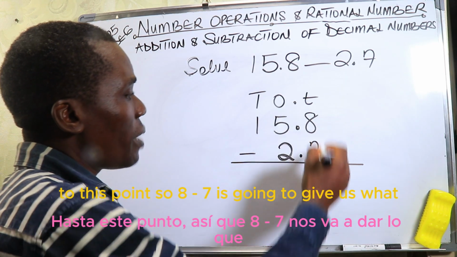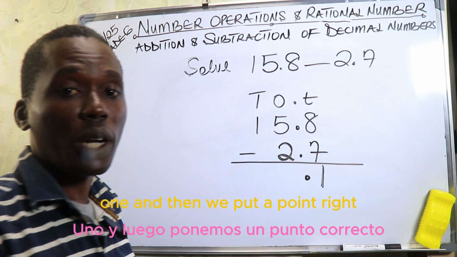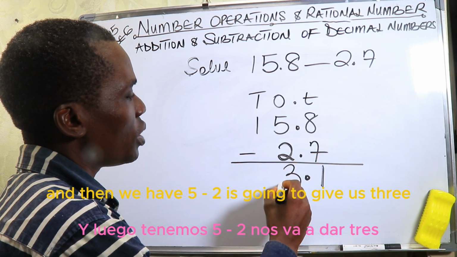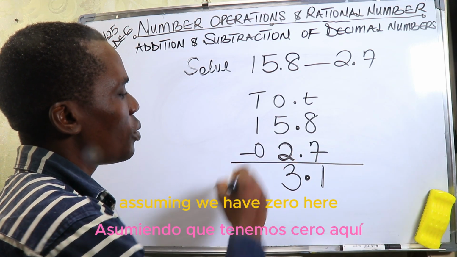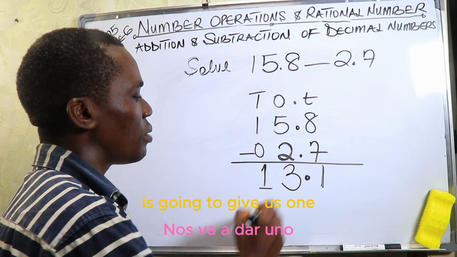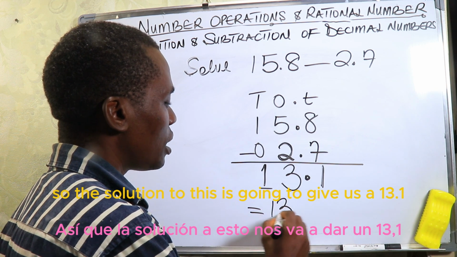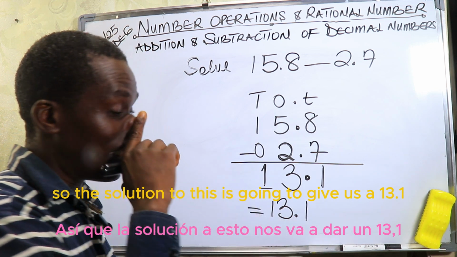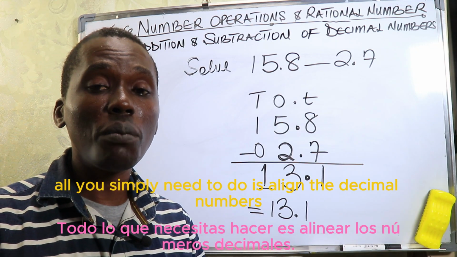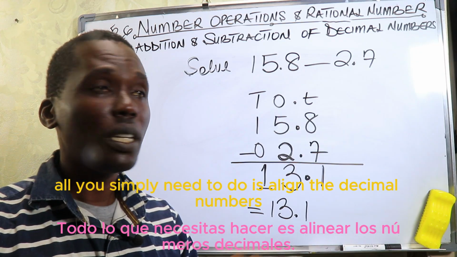So 8 minus 7 is going to give us what? 1, and then we'll put a point, right? And then we'll have 5 minus 2, which is going to give us 3. Assuming we have 0 here, 1 minus 0 is going to give us 1. So the solution to this is 13.1.